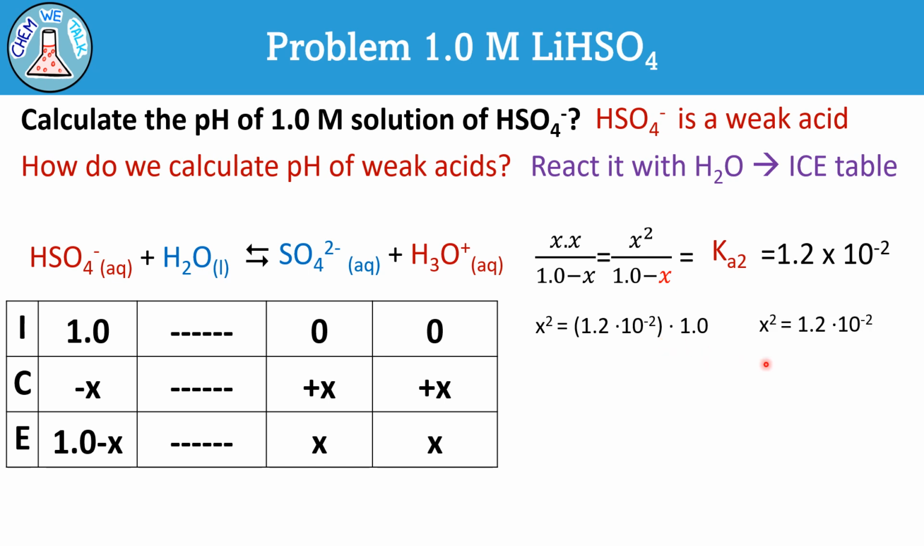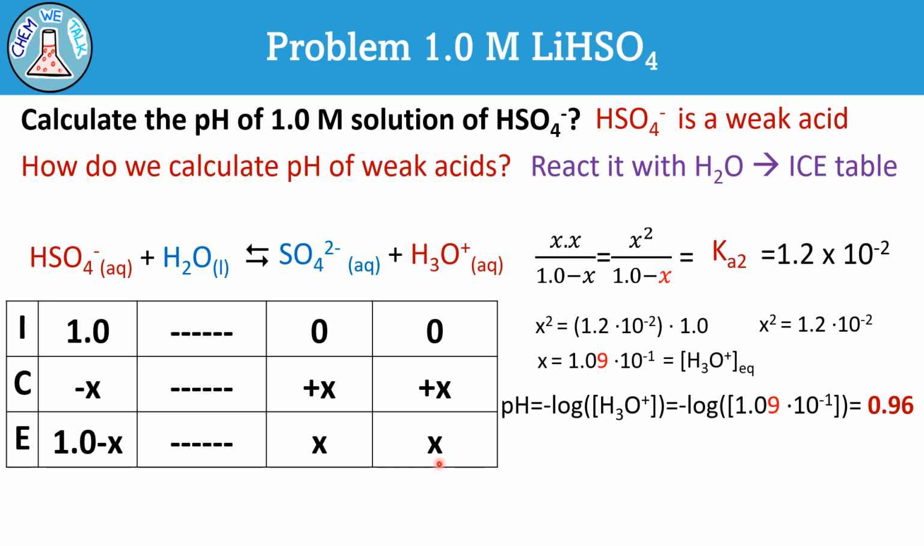That is the same number, x squared equals 1.2 times 10 to the -2. When you take the square root of it, you get x equals 1.09 times 10 to the -1. And if you go back to your table, x means, in this case, the concentration of H3O+ at equilibrium. So if you want to calculate the pH, you simply take the negative log of that number, and you get 0.96, which is a very, very low number, which corroborates the fact that HSO4- is a strong weak acid. But let's check one last thing.